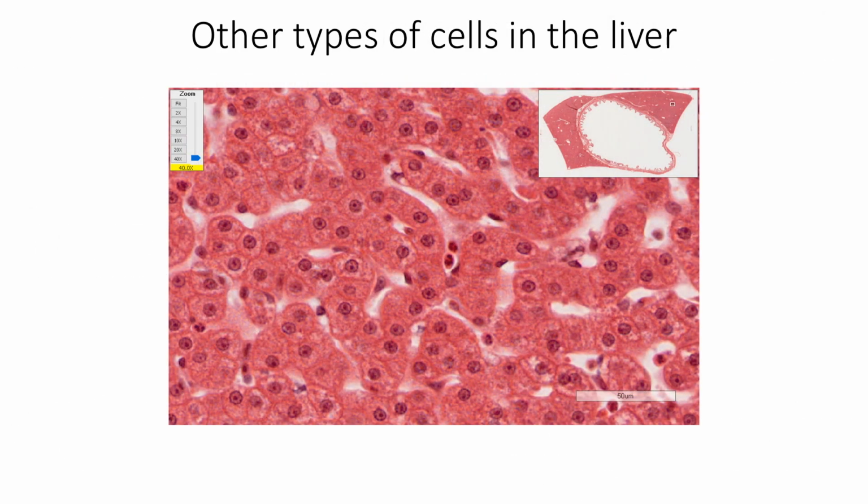Apart from hepatocytes, there are many other types of cells in the liver. Hepatic stellate cells or the Ito cells are the irregular mesenchymal cells found in the space of Disse. They help in storing vitamin A. However, in case of liver injury, they transform into myofibroblasts and take part in repair process, forming the collagen scar.